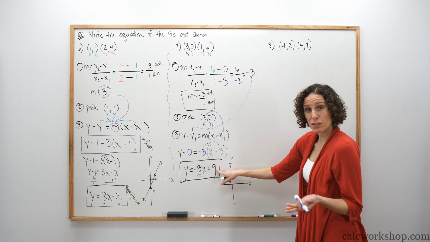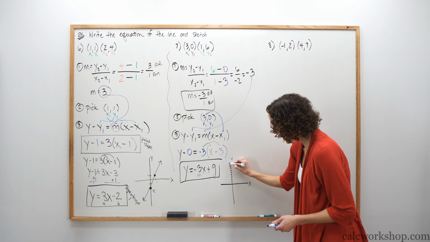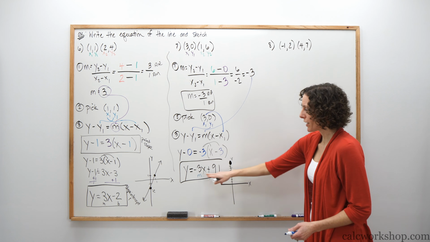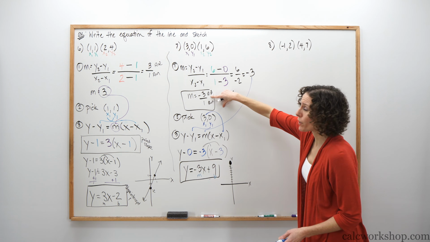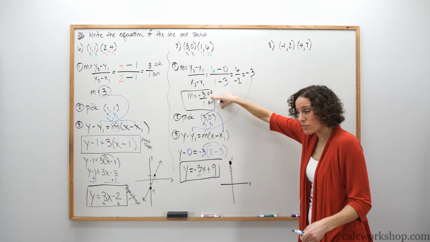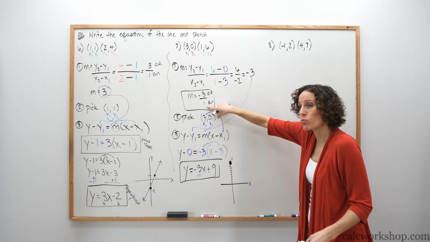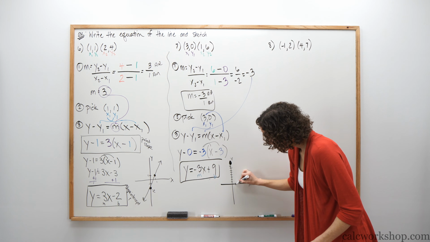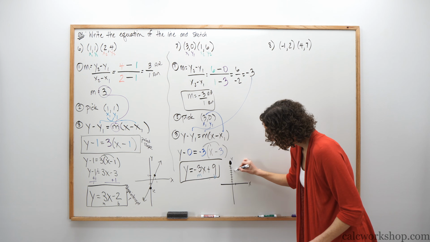So b is for beginning, so we're going to go up to 9 and put our dot on the y-axis because b represents the y-intercept. And our m is negative 3. Now again, we're going to rise negative 3, which means we're going to go down the stairs. We're going to go down 3 spaces, and then we're going to run to the right 1. So 1, 2, 3 down, and run right 1.